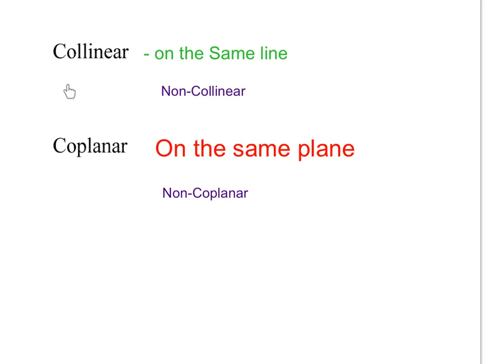Couple more words you need to know. Collinear means on the same line. Non-collinear means not on the same line. Coplanar means on the same plane. And non-coplanar, of course, means not on the same plane.